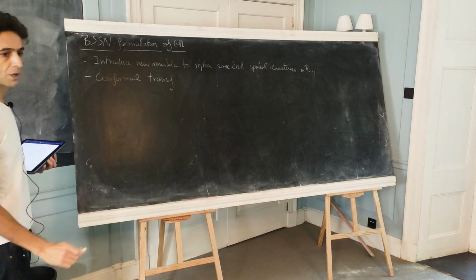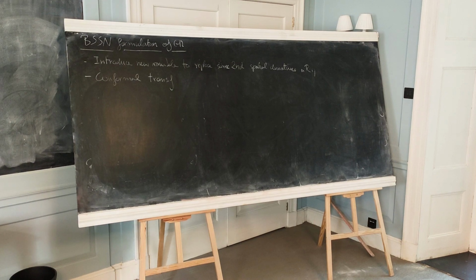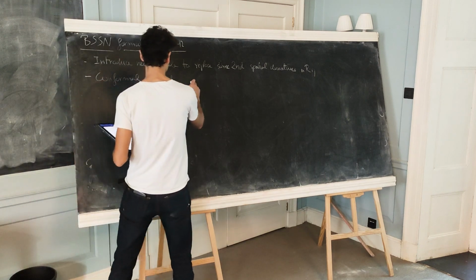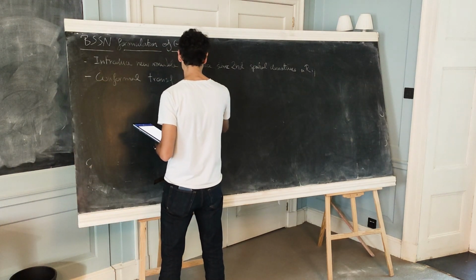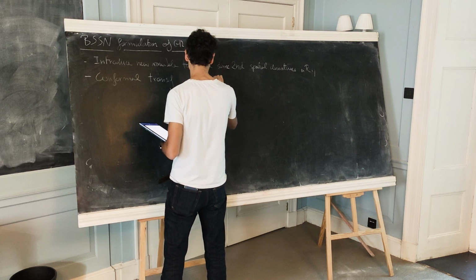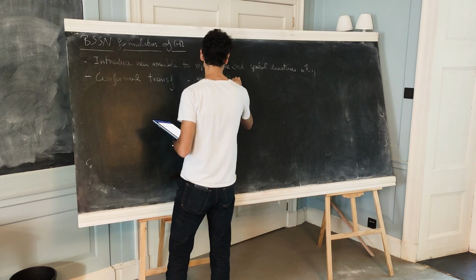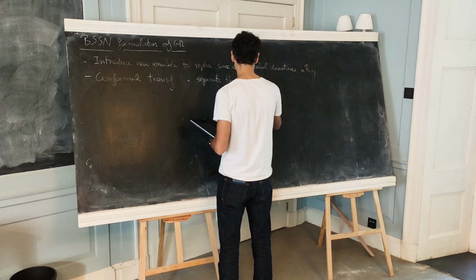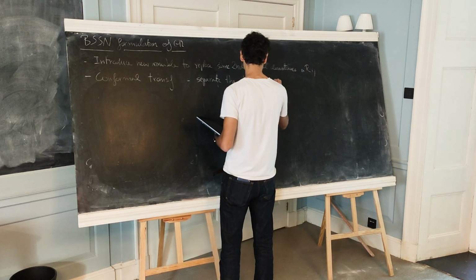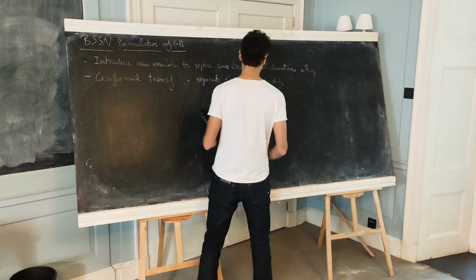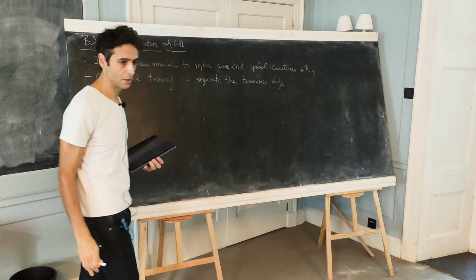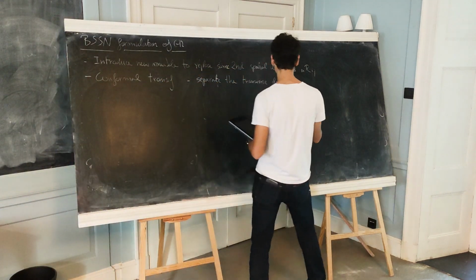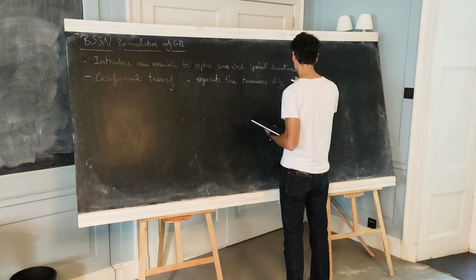And the other thing that BSSN does is do a conformal transformation of the induced metric and extrinsic curvature. And the reason behind this is twofold. In doing that, one wants to separate the transverse degrees of freedom, which are the ones that carry the physical ones, from the longitudinal, which are gauge.